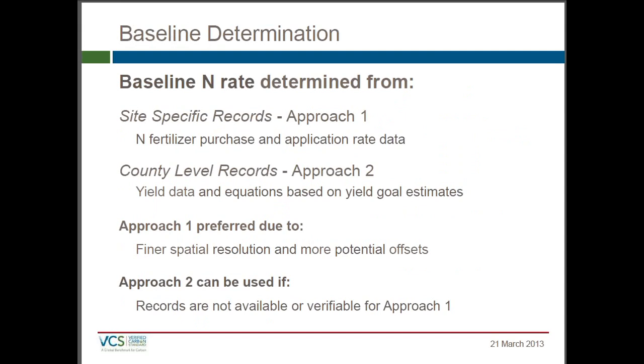Approach 1 uses some site-specific management or farmer records. These can include nitrogen fertilizer purchase records, application rate data, manure application rate data, manure N content data, etc. Approach 2 uses county-level records and calculates the baseline N rate from crop yield data derived from the USDA web pages and relevant regional state equations that are based on yield goal estimates. As you can see, approach 1 is preferred due to the finer spatial resolution and the more potential offsets that can be generated. But if approach 1 cannot be used, approach 2 can be used, where, as I say, the county level data can be used to generate baseline N rates. Next slide, please.